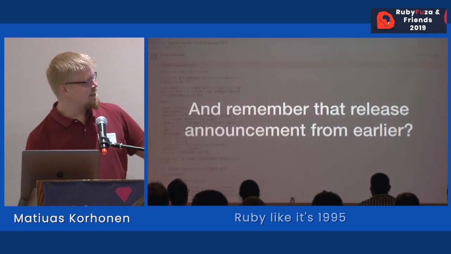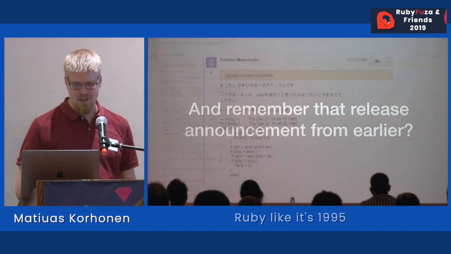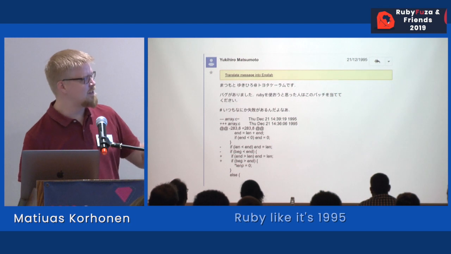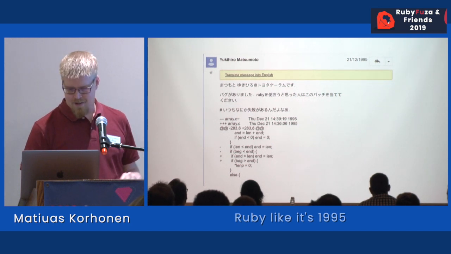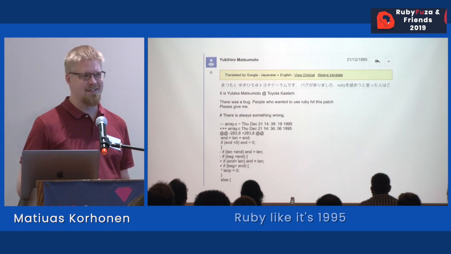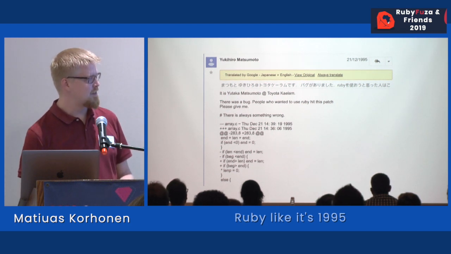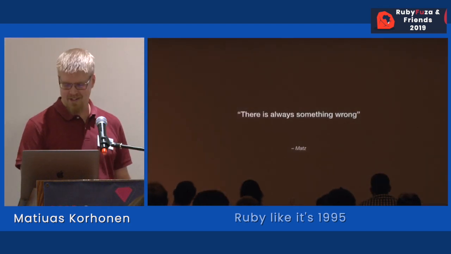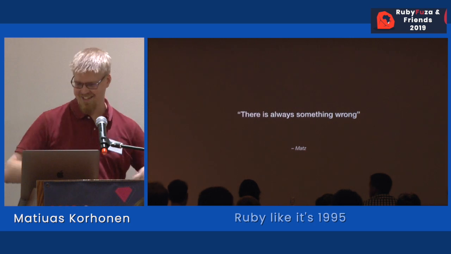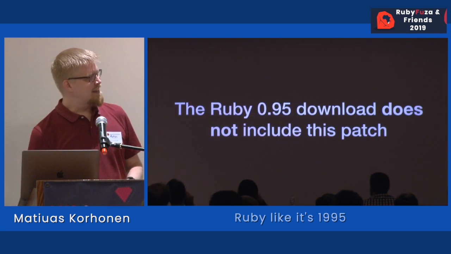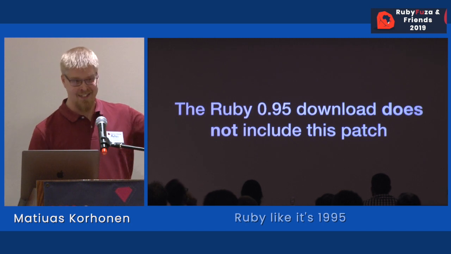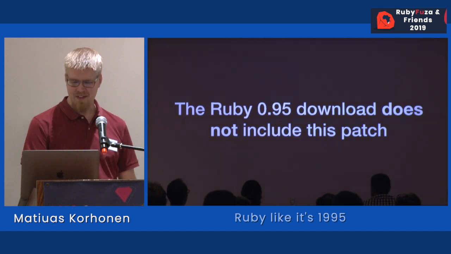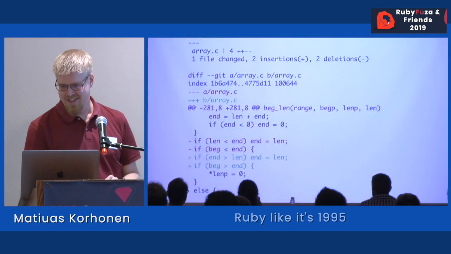And remember this release announcement from earlier? It turns out I should have read it a bit more carefully, because there's a follow-up message where Matz sends in a patch to the release. It turns out he sent in a patch on the same day. And there is always something wrong. I think that's kind of a slogan for software development. And handily, the Ruby 0.95 download does not include this patch. So unless you go read that release announcement, you'll never know that it's broken. So I apply that patch too.